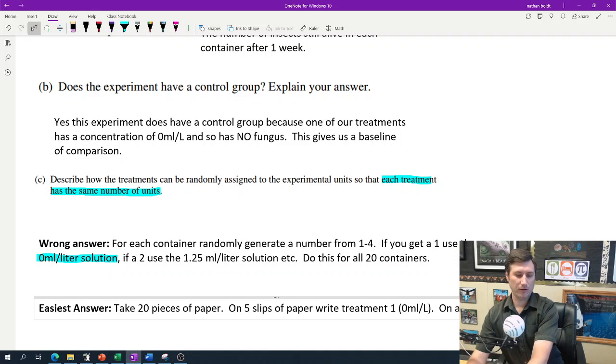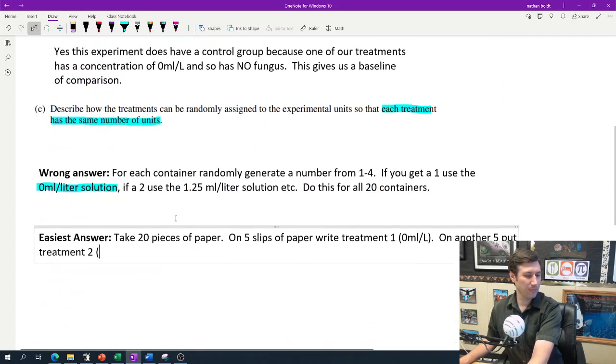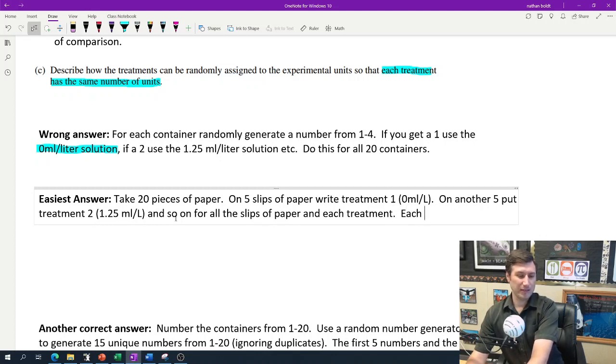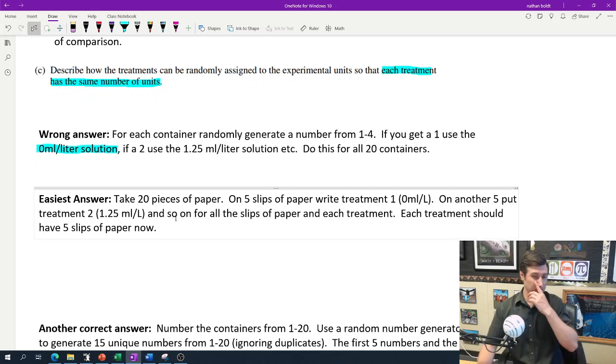On another 5, put treatment 2, which was what, 1.25? I forget. 1.25 milliliters per liter. And so on for all the slips of paper and each treatment. And just to clarify, each treatment should have 5 slips of paper now. Okay, just to make sure they know that I know there's 5 of each.